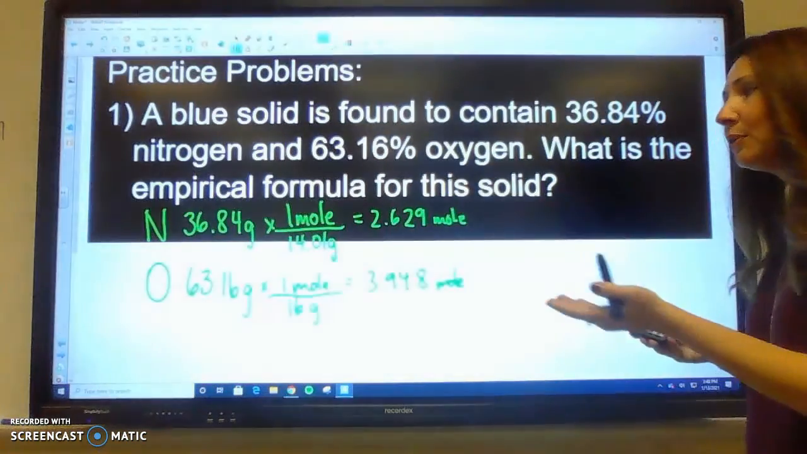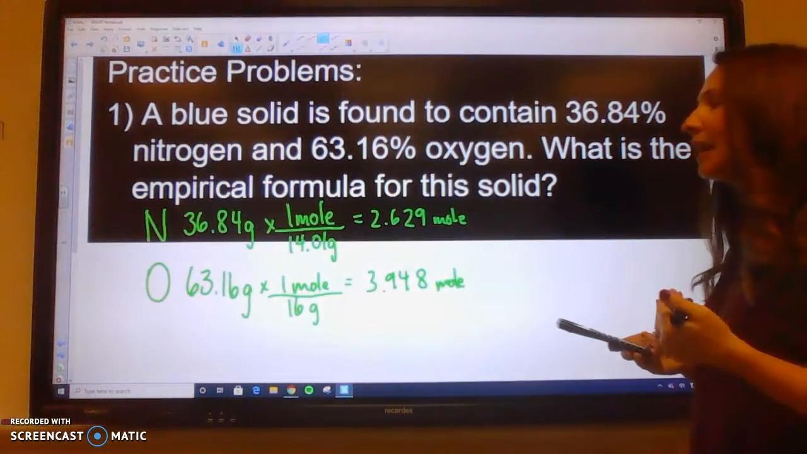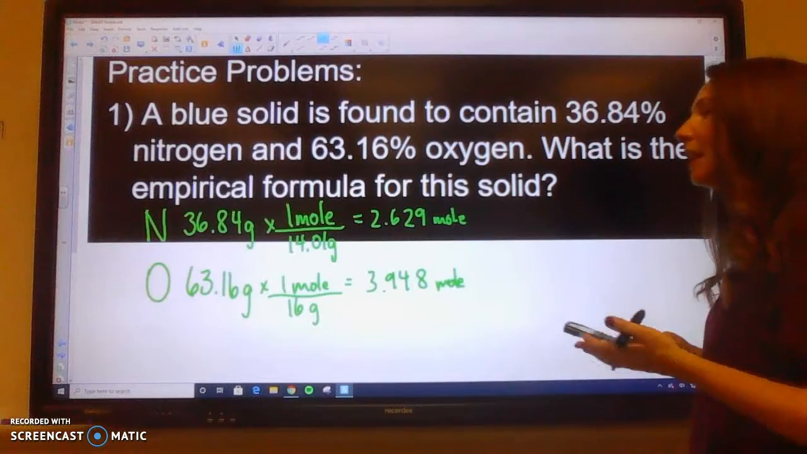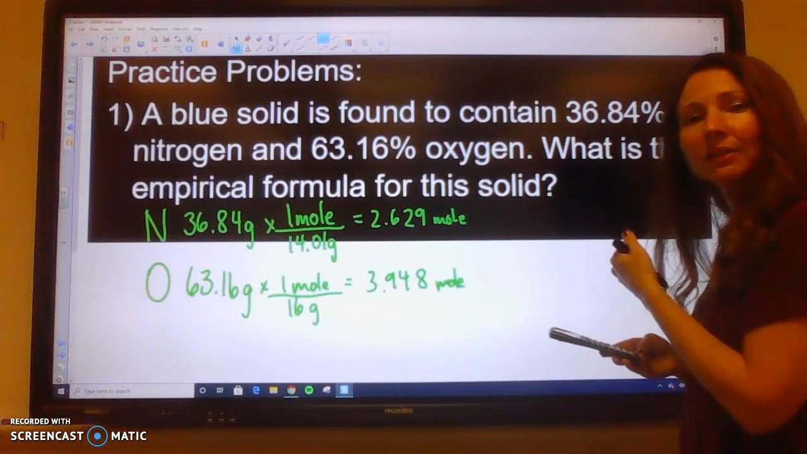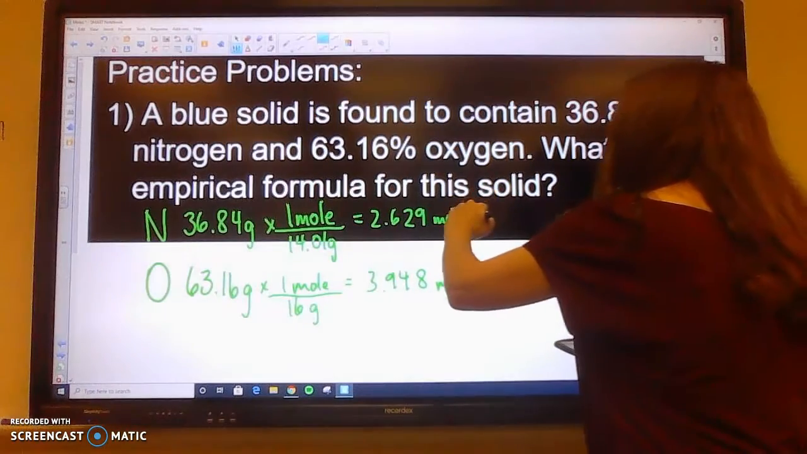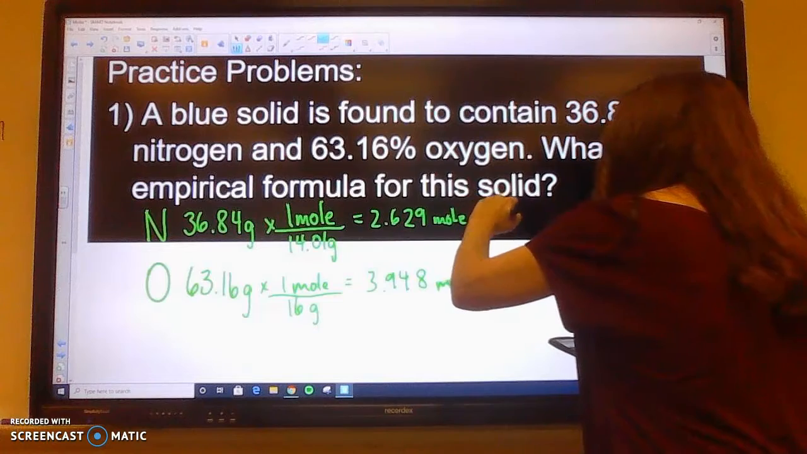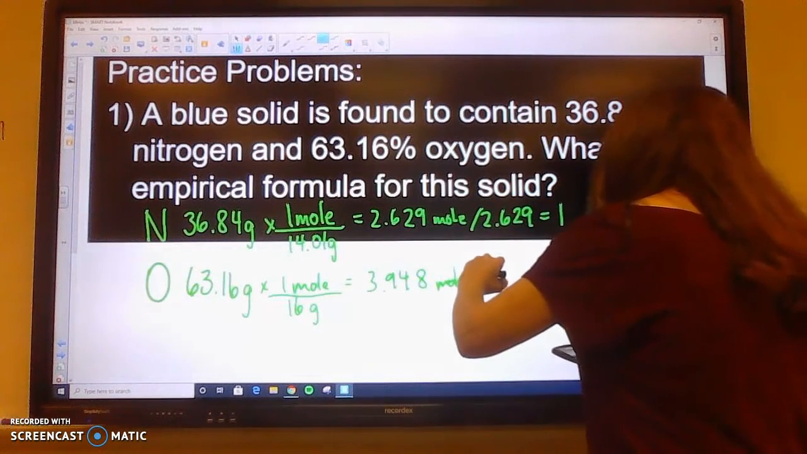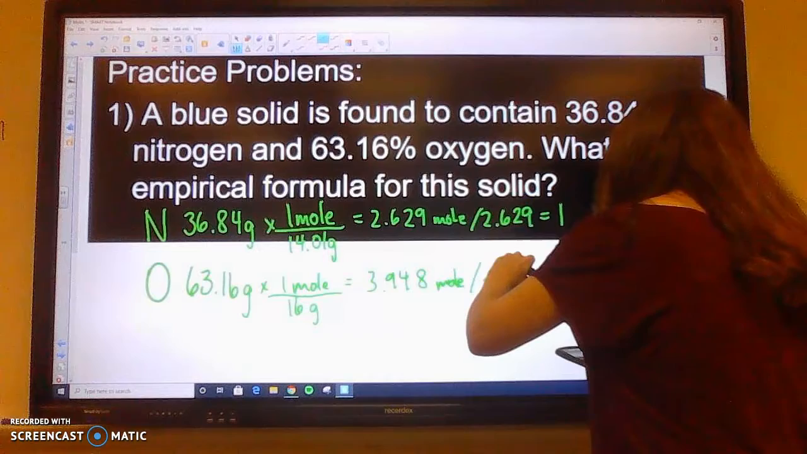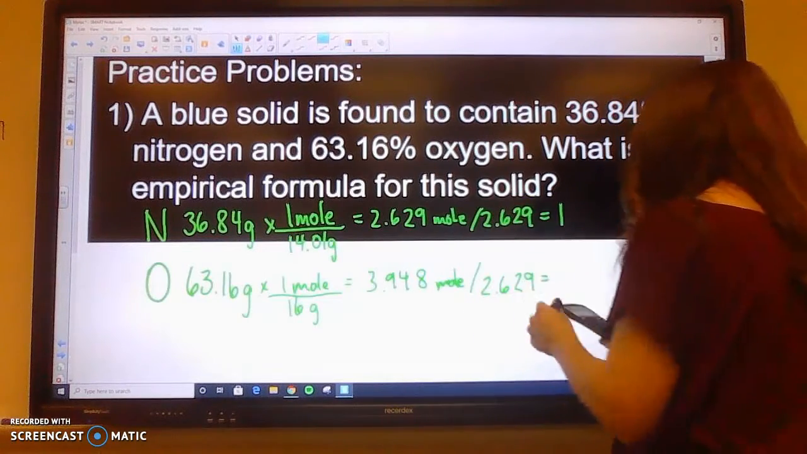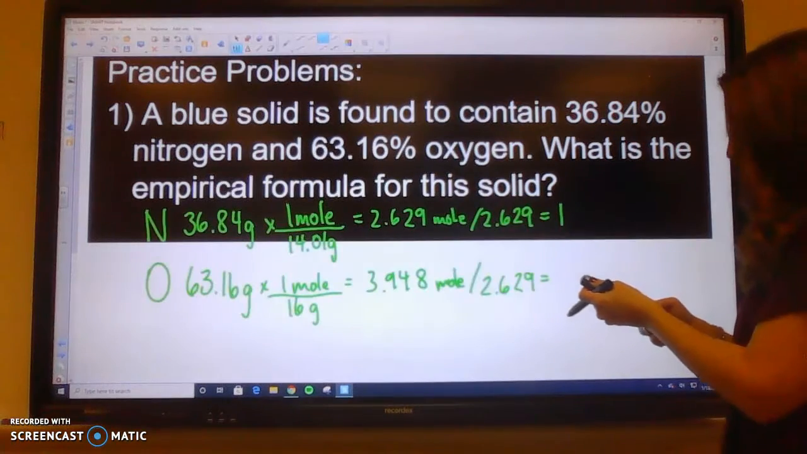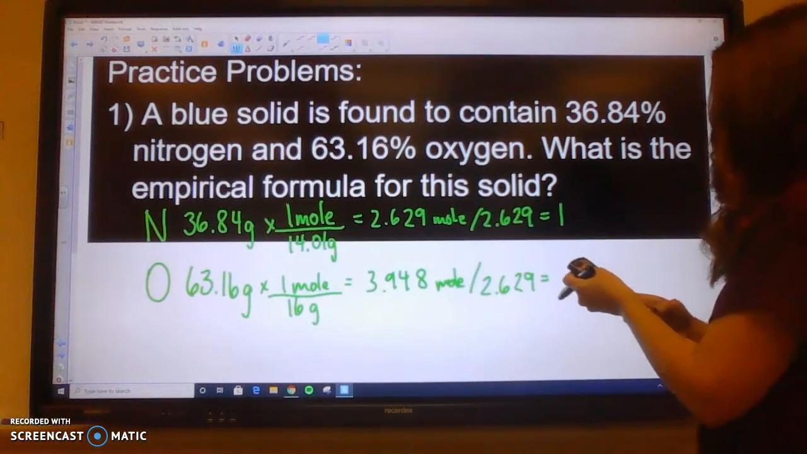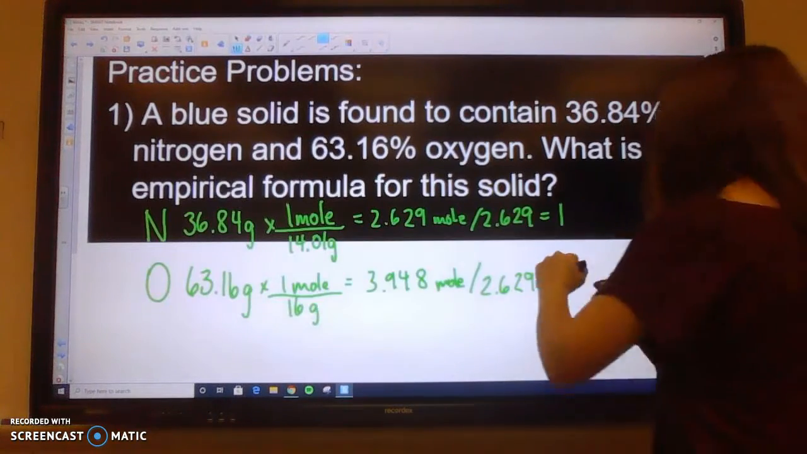So which one of these two numbers is the smallest? We have to divide by the smallest as our third step. It's not always the one on top, but in this case, again, it is that top number. Anything divided by itself is going to be 1. And then this bottom number is not going to work out to a perfect whole number. This bottom number is 1.502.